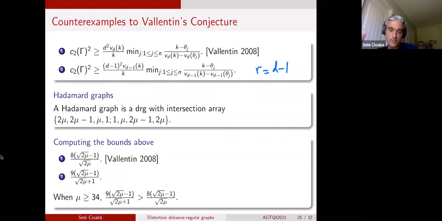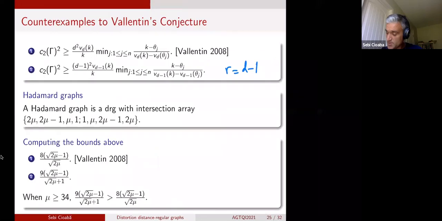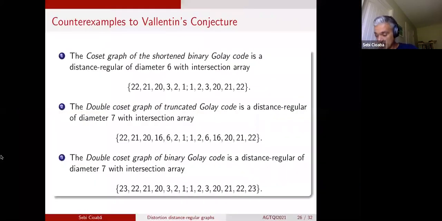So for mu large enough, where mu always has to be even, so for mu greater or equal to 34, you get a better bound than Valentin. So his bound cannot be tight. And there are actually other examples, and this was again found by computer and so on. And they're all antipodal, and I don't know so much about them.